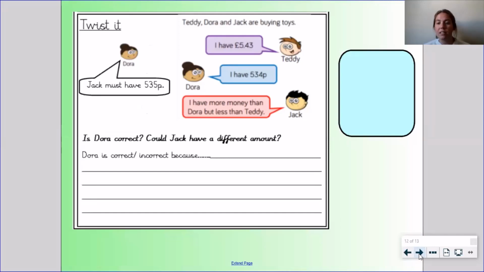Again, for today, I've put another extension up. So once you've done your twist it, there's a solve it and an extension.